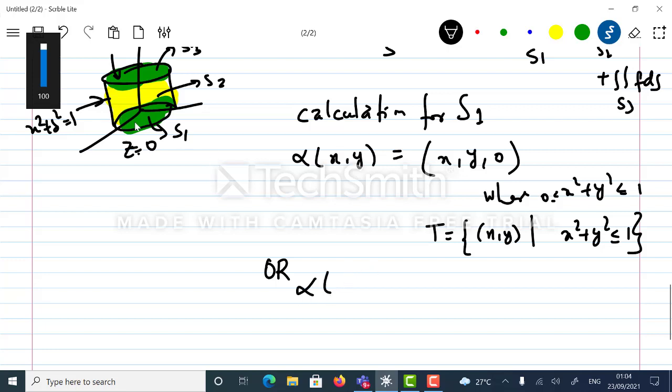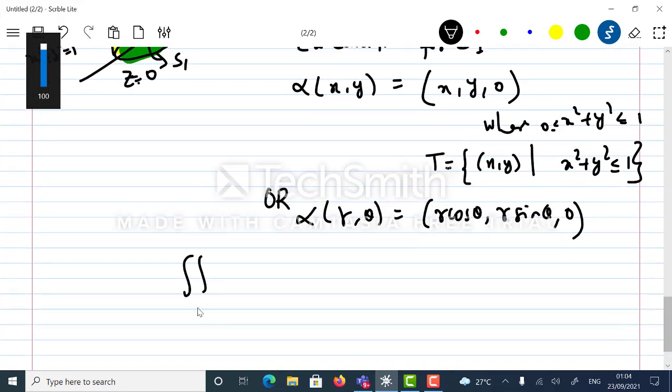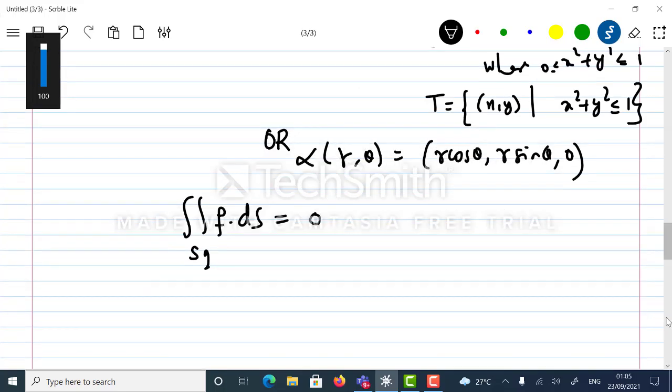So here radius is not fixed, so it is r, theta, and you may take r cos theta, r sin theta, and z is anyway 0, right? So this is what the surface parameterization is. Then if you calculate this, with respect to the parameterization over the surface S1, your answer is basically it will give you 0. So one should take all the parameterization in a proper way. So it is 0. Similarly, let me go for the surface S2.